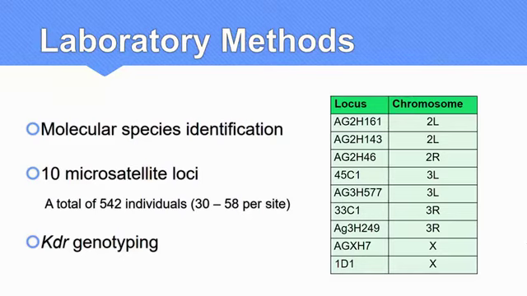In the laboratory, we identified Anopheles gambiae sensu lato larvae to species using PCR. We genotyped Anopheles rabiensis mosquitoes using 10 microsatellite loci. Microsatellite loci were chosen from previous population genetic studies of Anopheles rabiensis in Kenya and surrounding countries, and were selected based on reliable amplification, polymorphism, as well as an even distribution across the genome. A total of 542 individuals were genotyped, ranging from 30 to 58 individuals at each site. And lastly, Anopheles rabiensis samples were genotyped at the KDR allele.